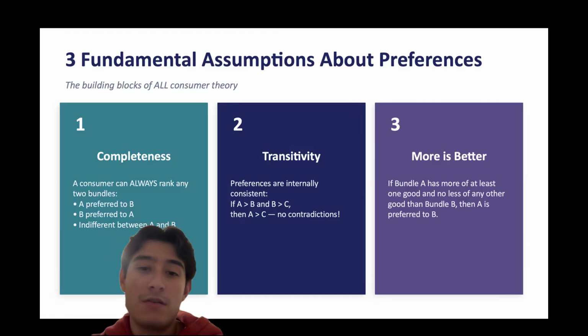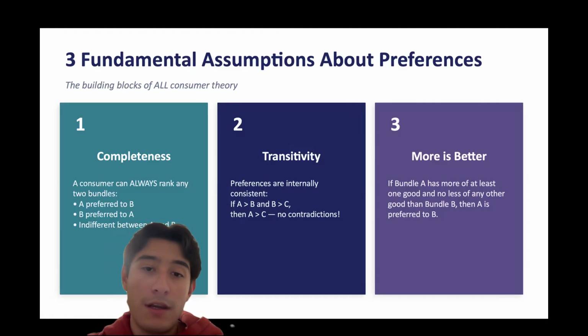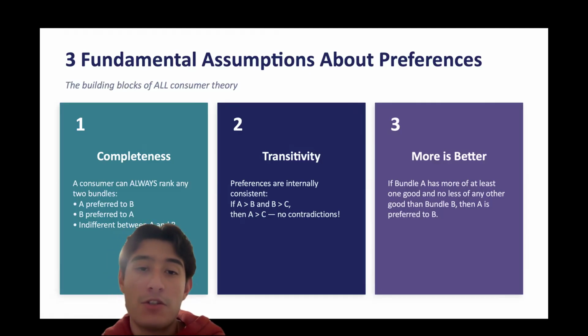The third assumption is more is better. If one bundle has at least as much of everything and more of at least one thing compared to another bundle, then you most probably would prefer it. This one seems pretty obvious, but it's a formal assumption that drives a lot of what we do in this chapter.